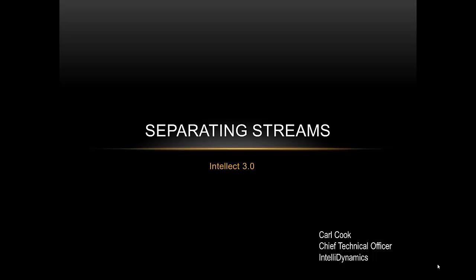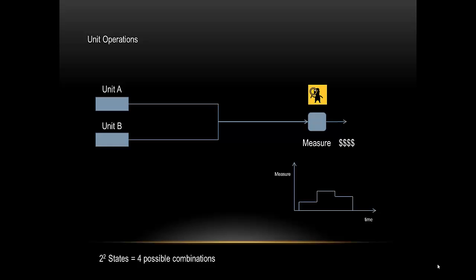And this is another in our series of technical presentations on capabilities of our Intellect product line. And today we're going to be talking about separating streams. What's that? Well, sometimes you have a number of, in engineering sense, unit operations. You have, let's say, Unit A and Unit B, and it's producing something, whether it's widgets or oil or whatever.